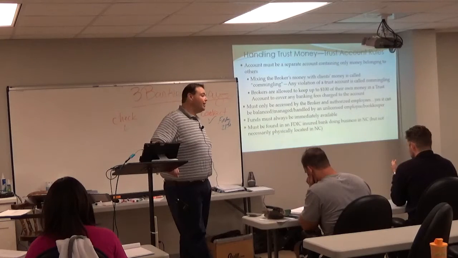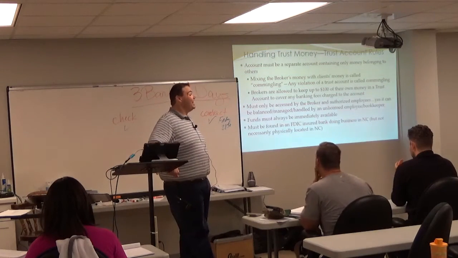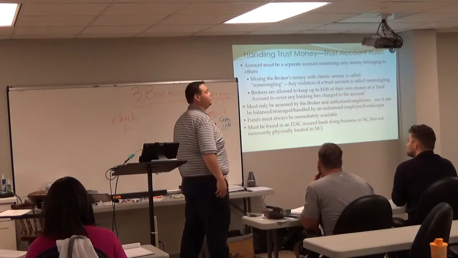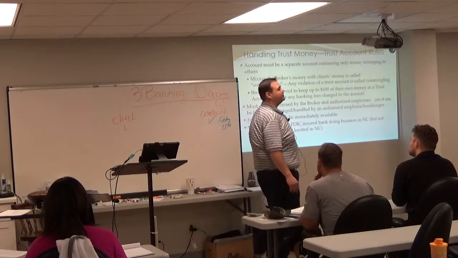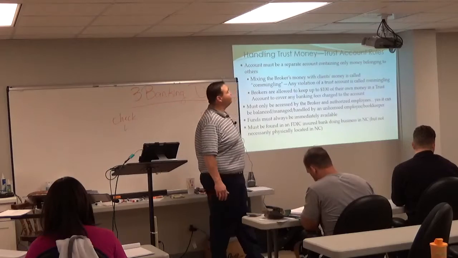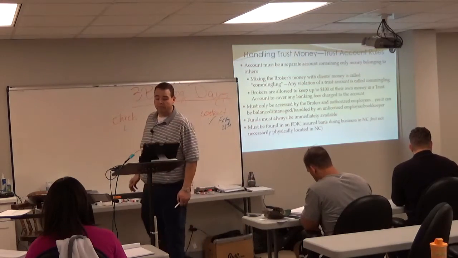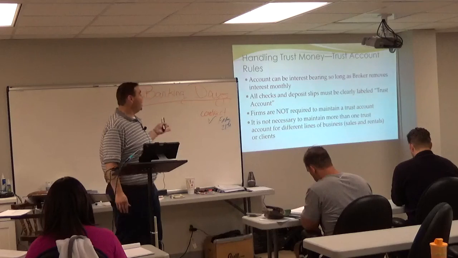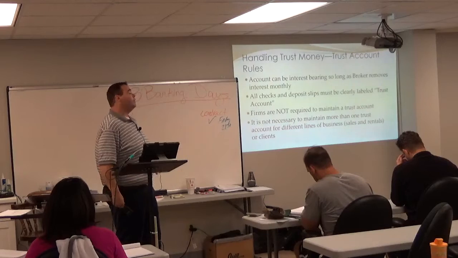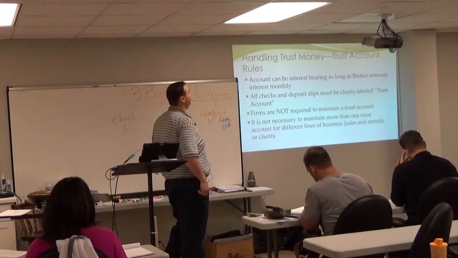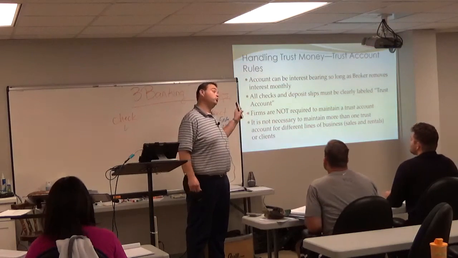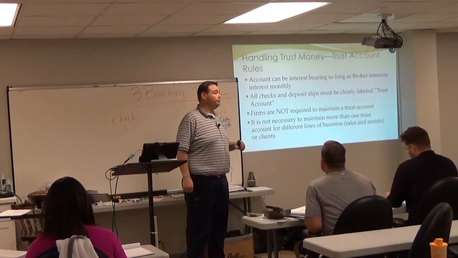Okay? It's got to be in an FDIC insured bank. A credit union is not a bank, folks. And the reason credit unions don't work is they're not FDIC insured, right? It is required that it be FDIC insured. And everything about that account has to identify it as a trust account. So like, for example, the checks have to say trust account. The deposit slips have to say trust or escrow account. The statements that come in the mail every month have to say trust or escrow account. Everything associated with that account has to have the words either trust or escrow account printed on it.